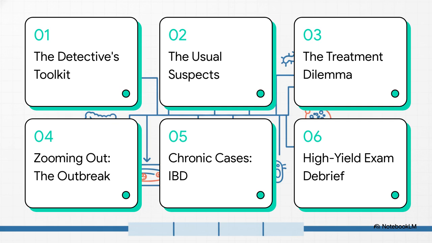First, we'll grab our detective's toolkit. Then, we'll profile the usual infectious suspects. After that, we'll tackle the tricky treatment dilemma. Zoom out to investigate an outbreak, and then open up the cold case file on chronic causes, like IBD. And we'll wrap it all up with a high-yield debrief for your exams.